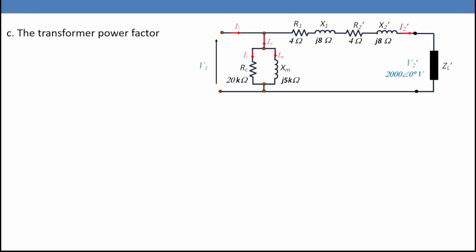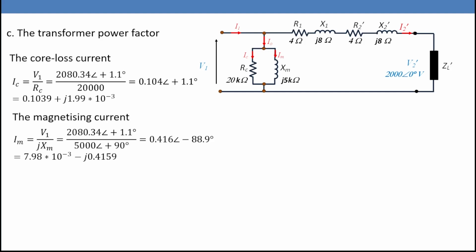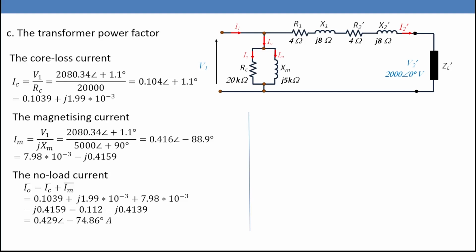To calculate the transformer power factor, we need the angle between V1 and I1. To calculate I1, we need to calculate I node and add it to I2 dash to find the magnitude and angle of I1. The core loss current I core will be V1 over R core, and the magnetizing current IM will be V1 over jXM. Please don't forget the j, the 90 degrees, for the XM. So we calculated I core and IM, and I core plus IM gives us I node.